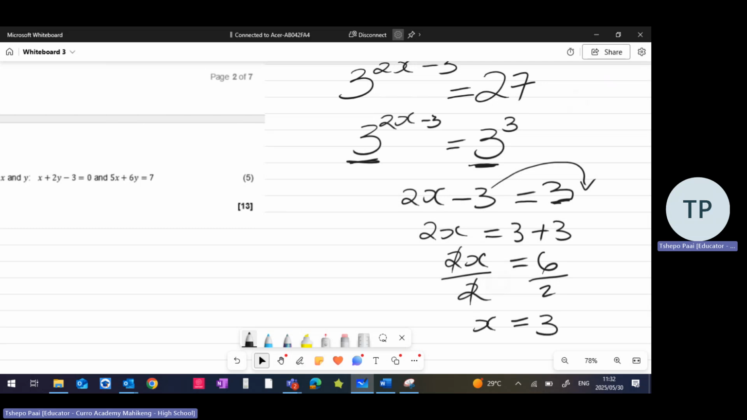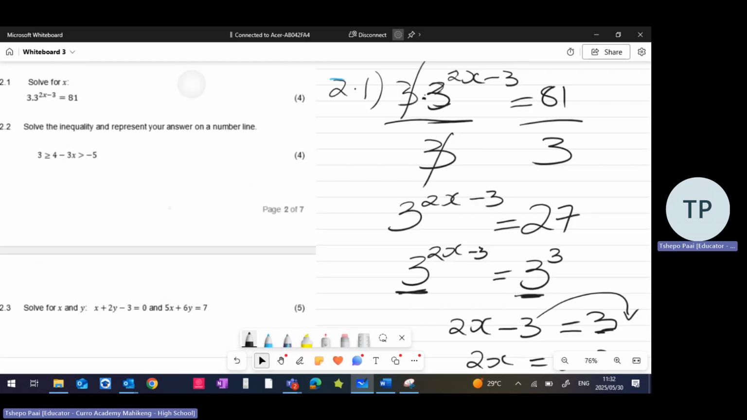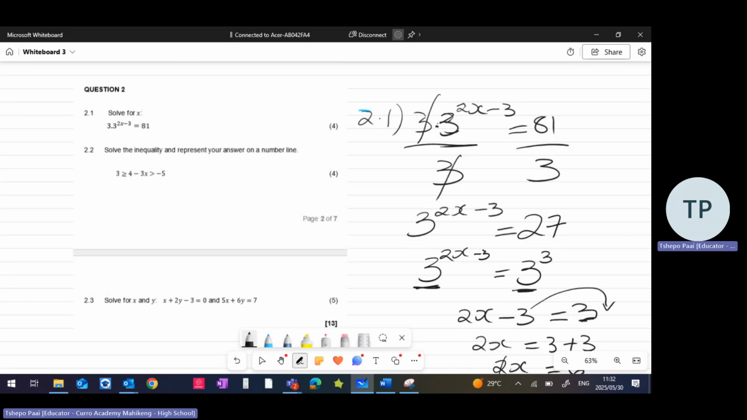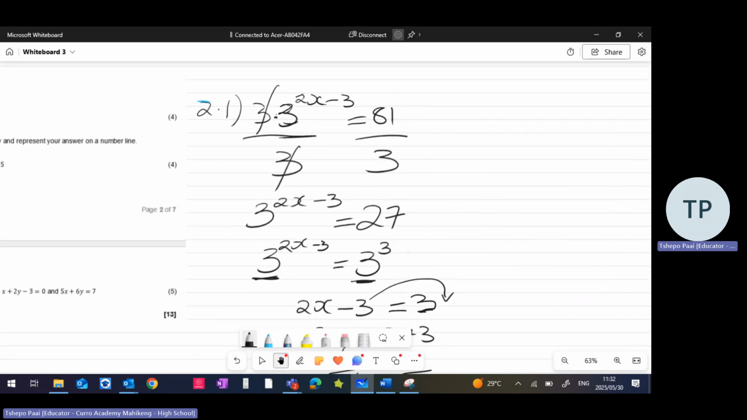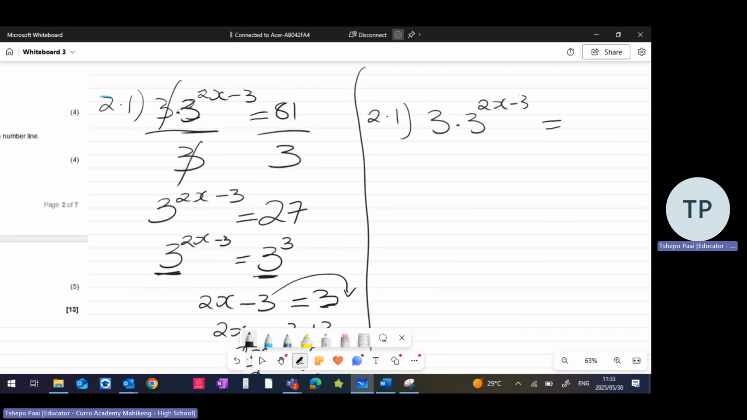Alternatively, what we could have done in the same question, instead of dividing by 3, you must all listen. 2.1, can I get your attention? We have 3 times 3 to the exponent 2x minus 3, which is equal to 81. What I can do first, I can look at this. When you multiply powers that have the same base, you add the exponents. So that our exponent is 1.